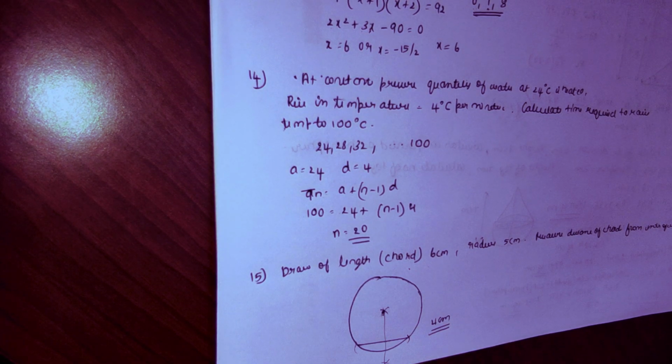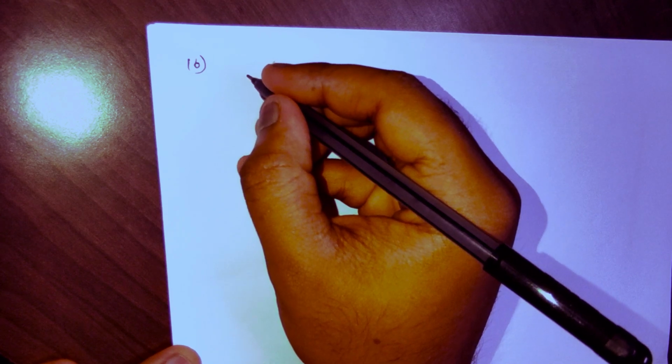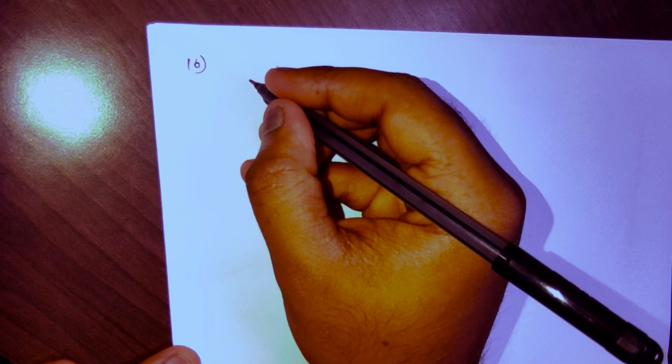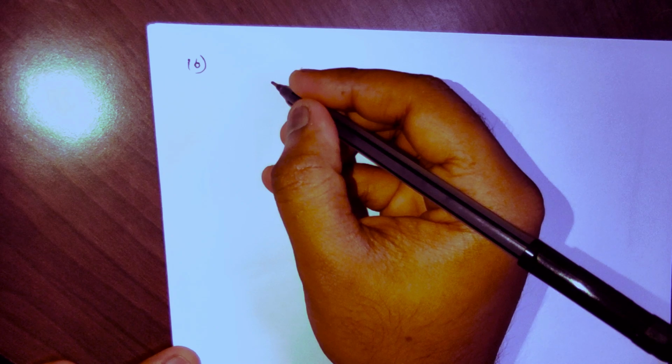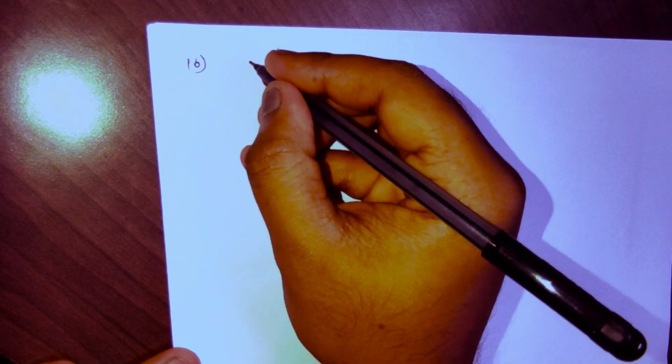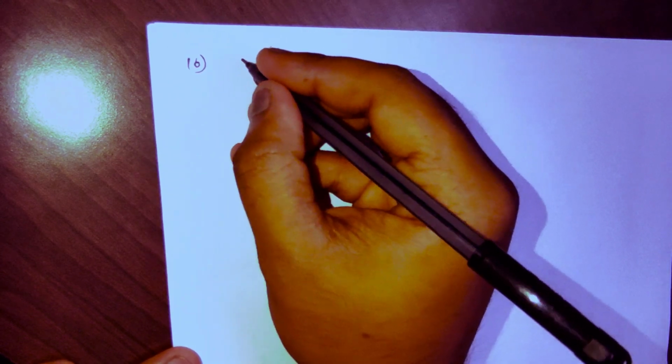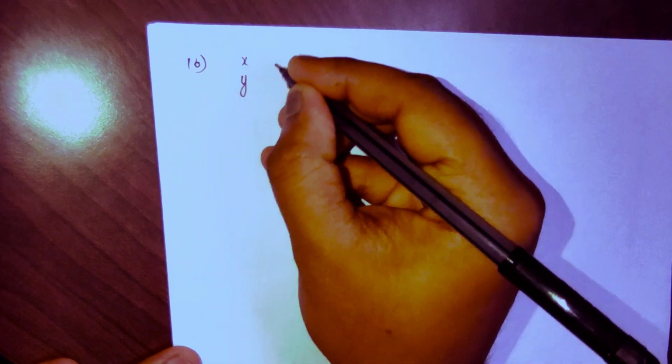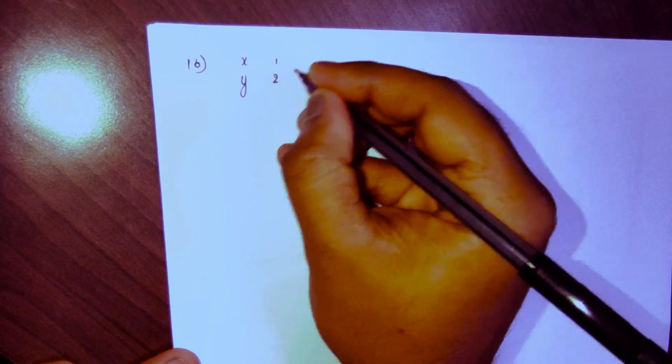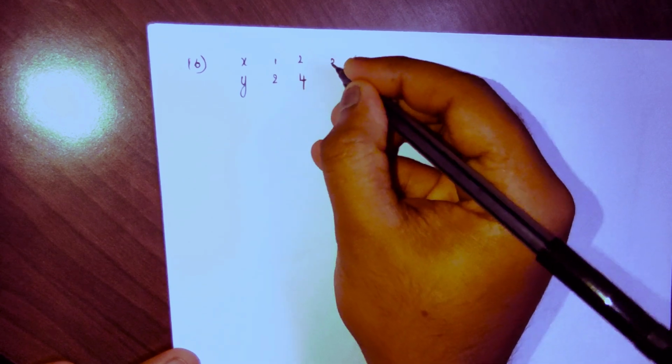Let us move into the 16th question now. A student, while conducting an experiment on Ohm's law, plotted the graph according to the given data. You have to find the slope. The values of x-axis and y-axis are given. I'll write the values.